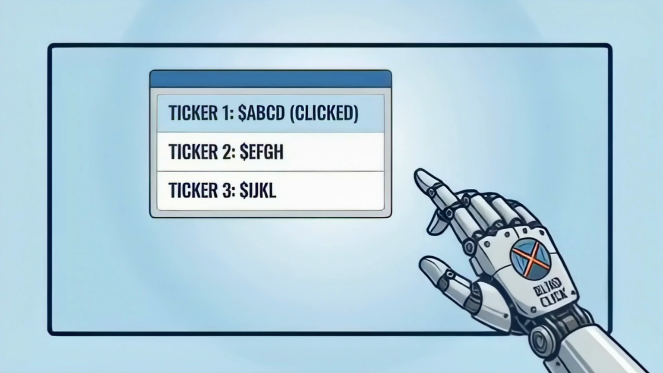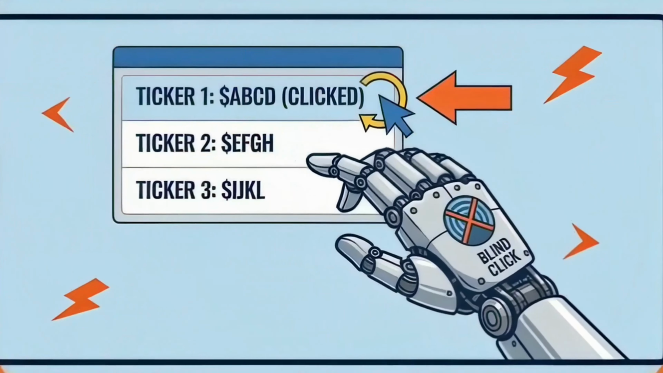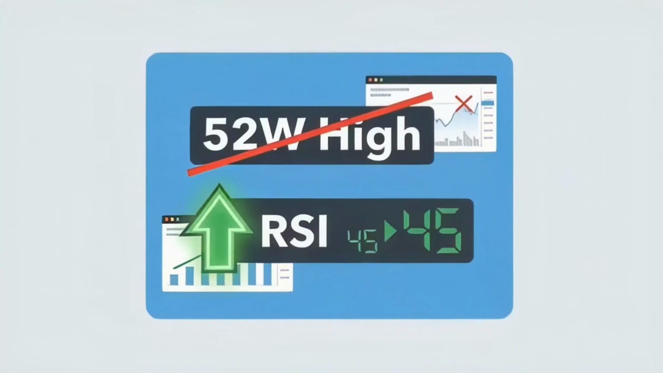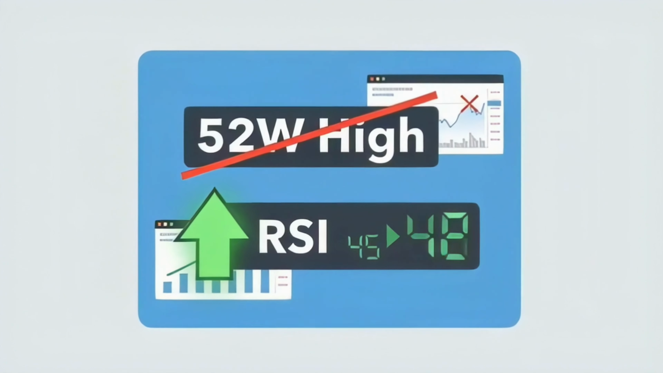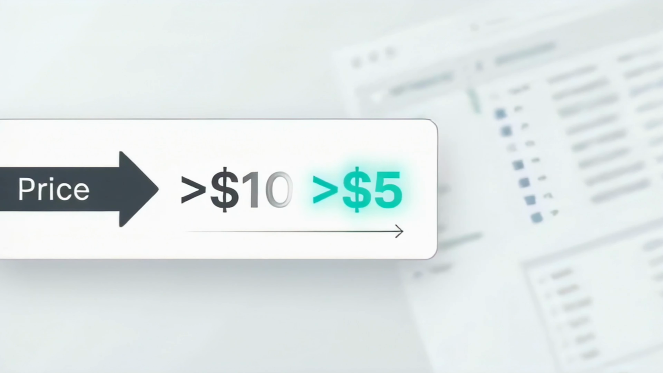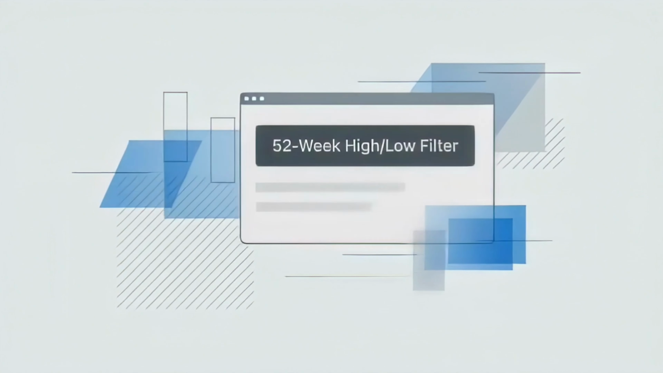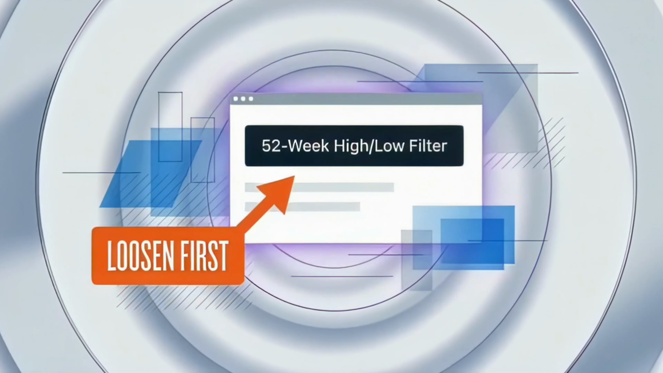People who skip that step and blindly buy the top result are, in effect, letting a filter make their decisions for them. A couple of ways to adapt it. If you'd rather buy strength than buy the dip, drop the 52-week filter and raise the relative strength index instead. If your account is smaller and you want more movement, lower the price filter to over $5. And if you get too few results, the first filter to loosen is always the 52-week one. It's the strictest of the bunch.